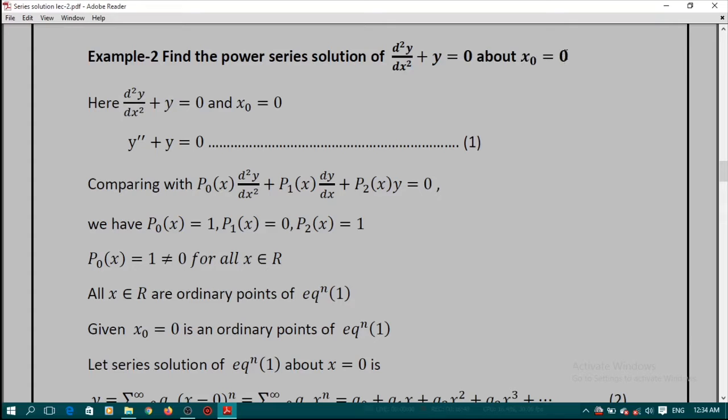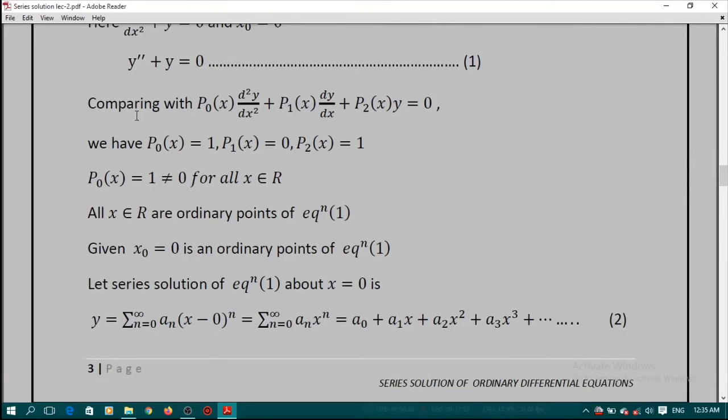So here they clearly mention that we need to find solution of this differential equation at point x0 is equal to 0. If this point is ordinary point, we can use power series method. If this given point is singular point, we can use Frobenius method. So let's begin with the given information. So here d square y by dx square plus y equals 0 and x0 equals 0. Now you can write this equation as y double dash plus y equals 0. This is equation 1.